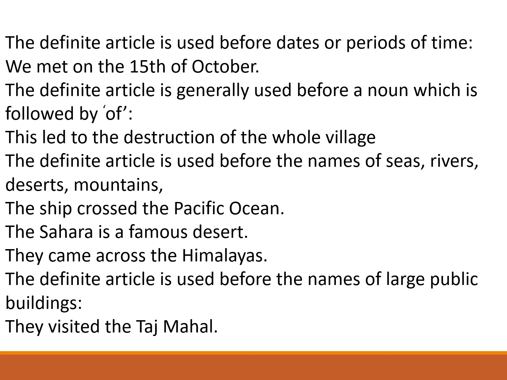The definite article is used before the names of seas, rivers, deserts and mountains. The Pacific Ocean, the Arctic Ocean, the Antarctic Sea, right? The Indian Ocean and the Black Sea, like that. The Kaveri, the river Kaveri. The Sahara is a famous desert. They came across the Himalayas. So here, before specific names of seas, rivers, everything, we should use the definite article the.